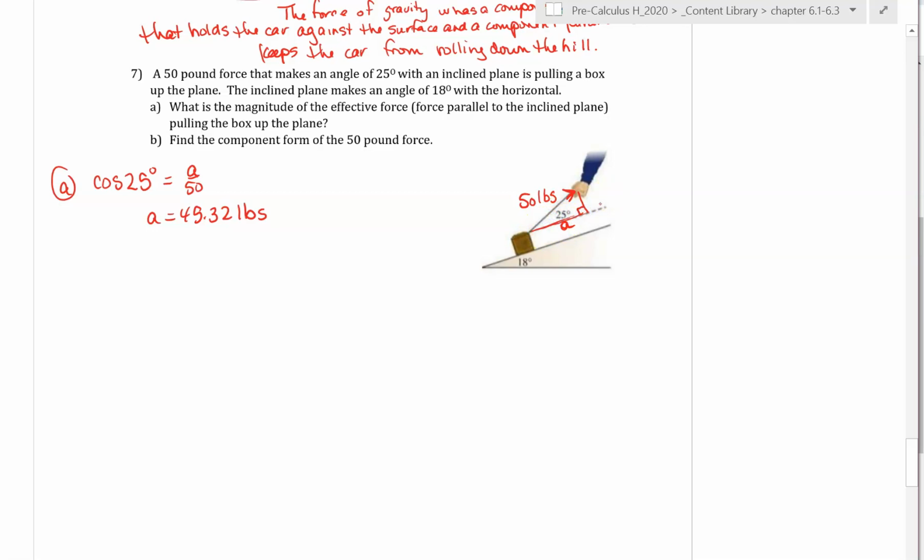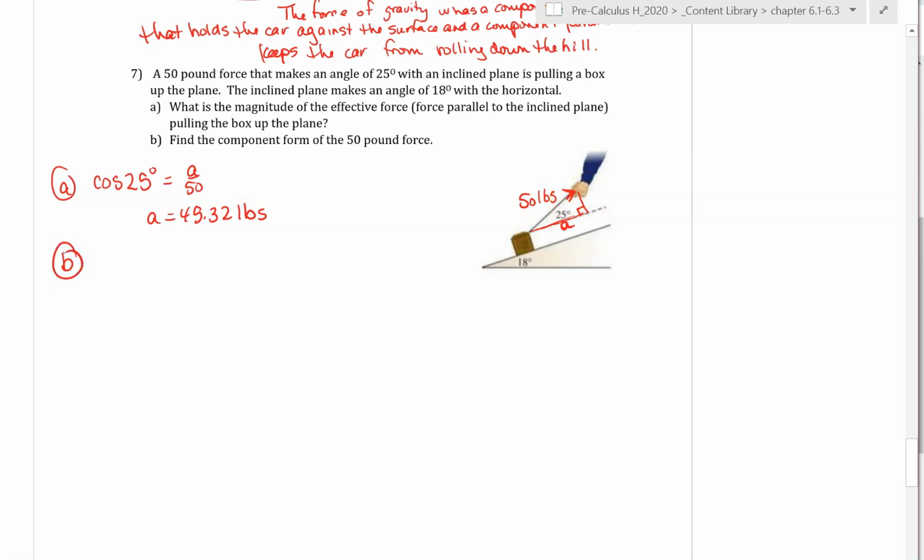So you could say cosine of 25 degrees is A over 50, and you find A is 45.32. And that makes sense that A should be less than 50 because 50 is the hypotenuse. That 50 pounds must be bigger than the 45.32 pounds. Okay, let's think about part B now.